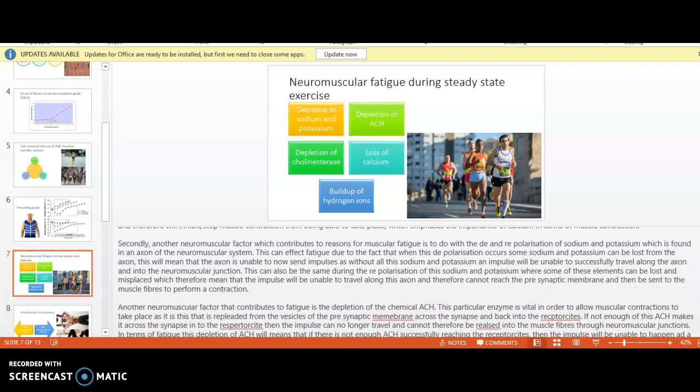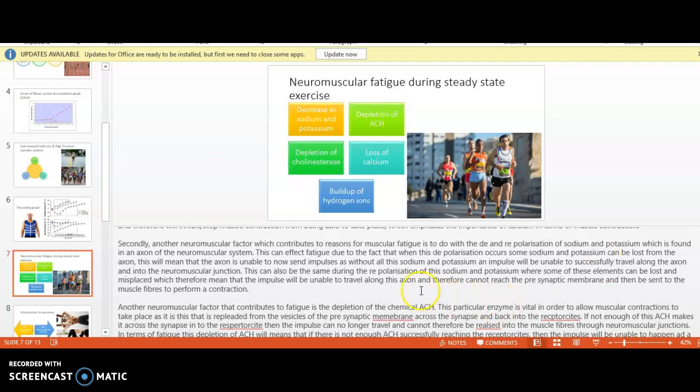Secondly, another neuromuscular factor which contributes to muscular fatigue is to do with the de and repolarization of sodium and potassium, which is found in an axon of the neuromuscular system. This can affect fatigue because when this depolarization occurs, some sodium and potassium can be lost from the axon. This will mean that the axon is unable to send impulses, as without all this sodium and potassium, an impulse will be unable to successfully travel along the axon and into the neuromuscular junction.